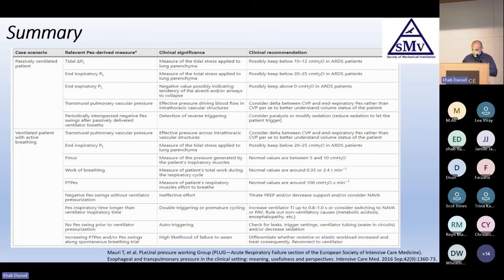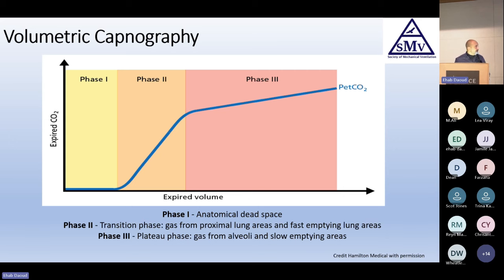Basically, it's some evidence about the benefit of esophageal pressure monitoring: change of tidal pressure, the inspiratory transpulmonary pressure and expiratory transpulmonary pressure. We talked about all of those, setting the PEEP and all the things. The reference is down here. All right, five minutes.